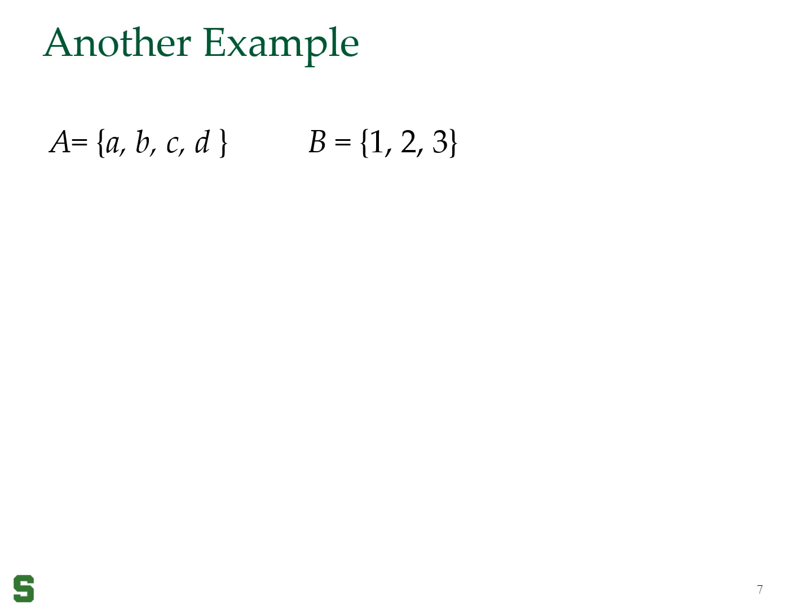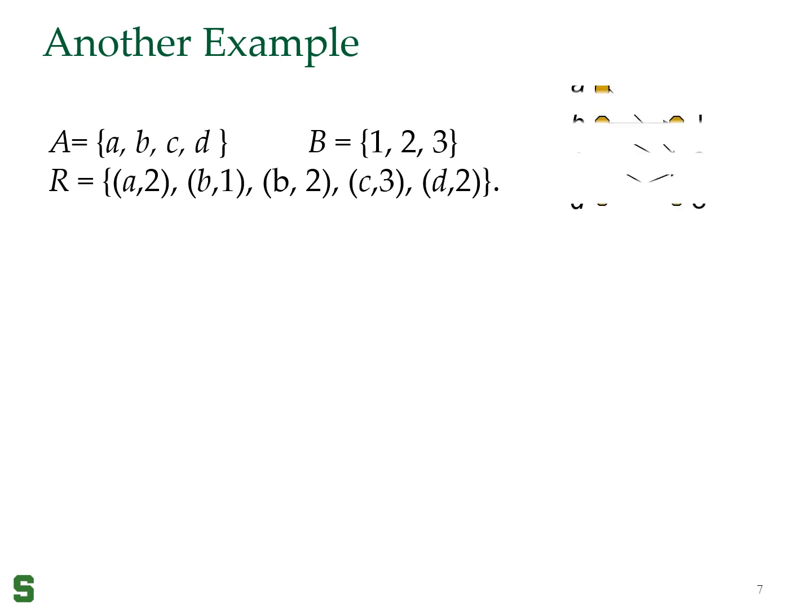Here is another example. Here we have set A, B, C, D. B is 1 to 3. We have, in this case, the Cartesian product of A cross B and a subset of it. In this case, we chose R to be (A, 2), (B, 1), (B, 2), (C, 3), (D, 2). Now we can write this similar to how we were writing functions by drawing arrows. The only difference again is that we're allowed to draw 2 arrows from B, which was not allowed in the case of functions.